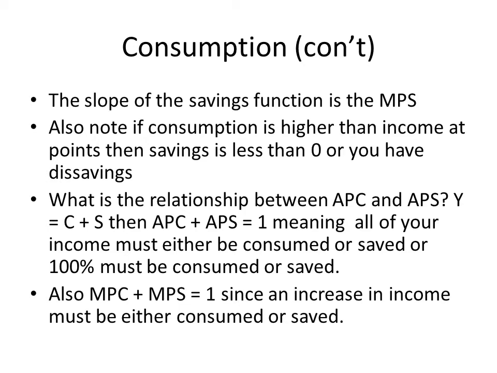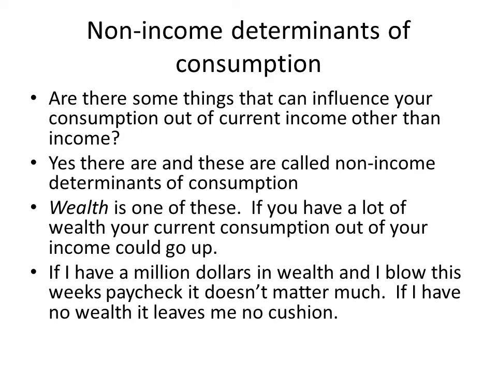So what is the relationship between the APC and the APS? Well, since Y equals C plus S, then the APC plus the APS has to equal 1. In other words, you have to either spend, consume, or save 100% of your income, and of course 100% is 1, meaning all of your income has to be either consumed or saved. Also, MPC plus MPS equals 1, since an increase in income must be either consumed or saved. So the increase in income, 100% of it has to be consumed or saved.